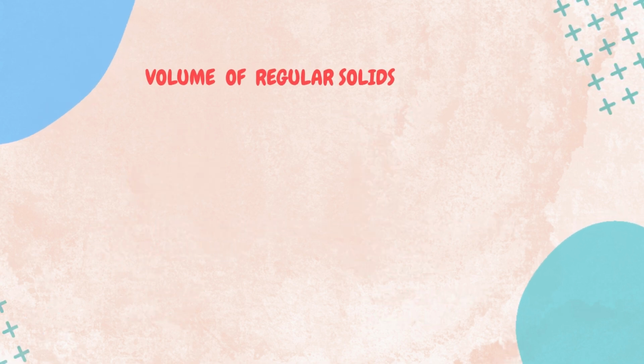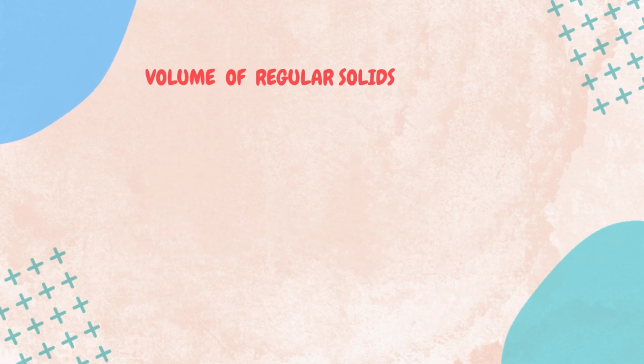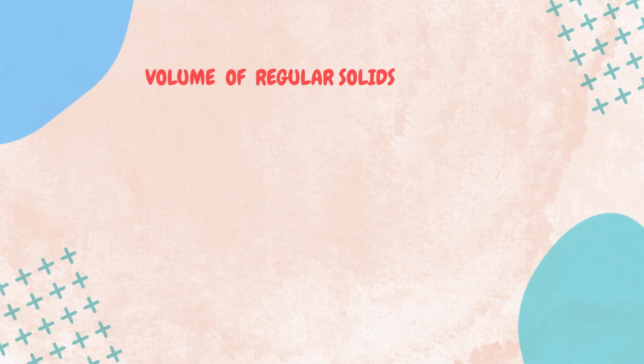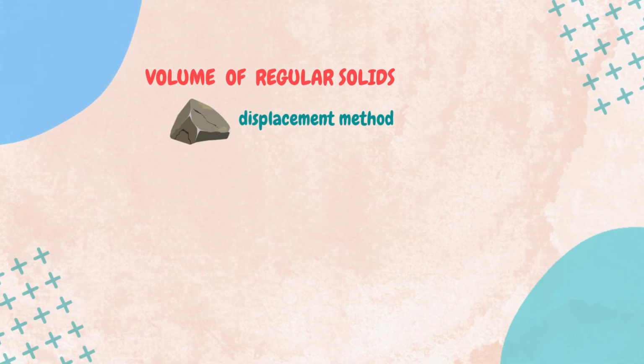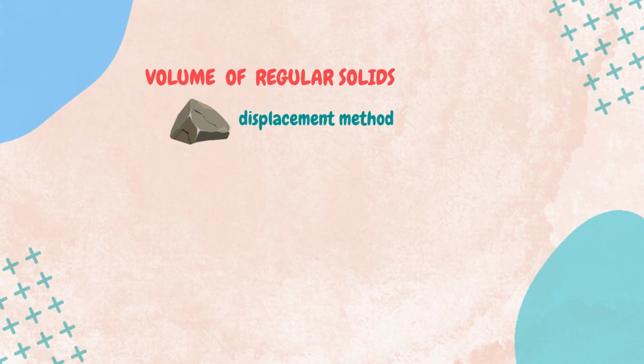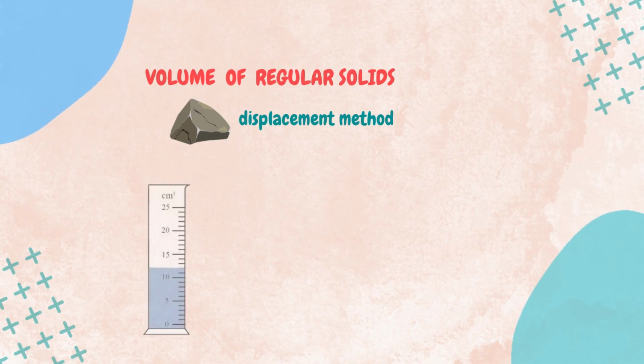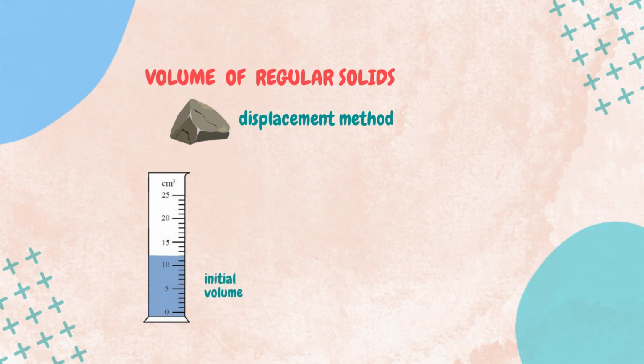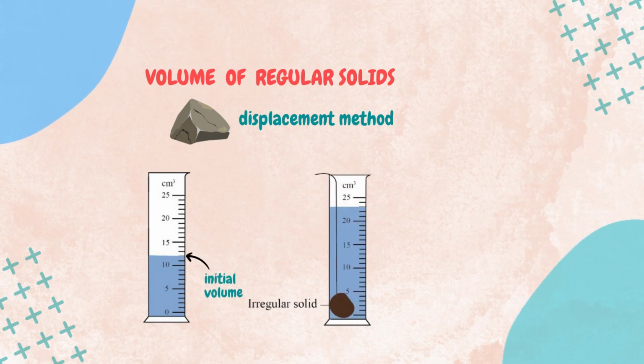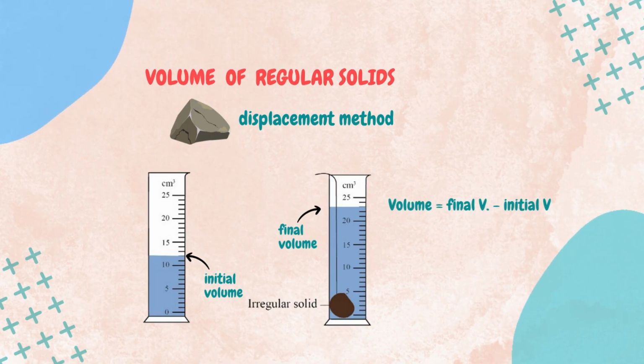Now the volume of irregular objects. At times you may be required to measure the volume of irregular objects such as a stone. The displacement method is used to measure the volume of irregular objects. The steps involved in the displacement method include: first, put water in a cylinder and take the initial volume. Second, lower an object in the cylinder and take the final volume. Finally, calculate the difference between the final reading and the initial reading. The volume of an object is equal to the volume of water displaced. This is written as volume of an object is equal to final volume minus initial volume.